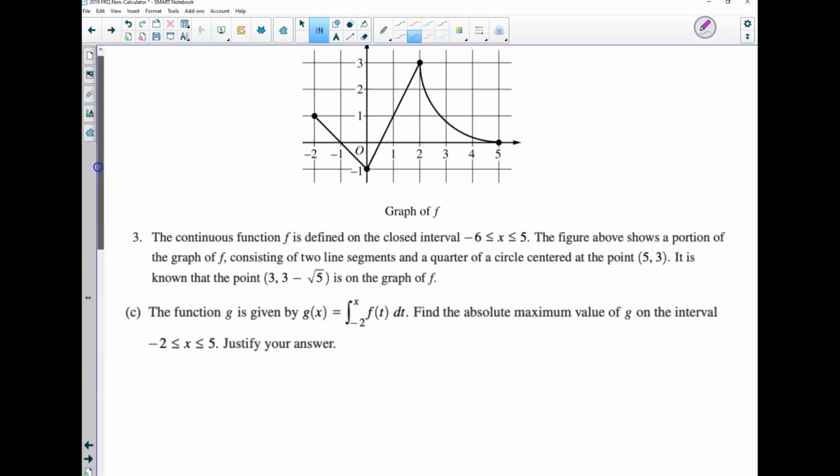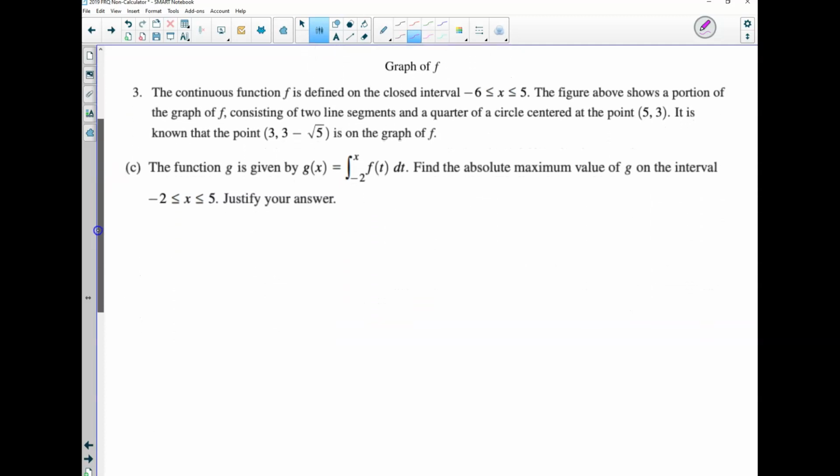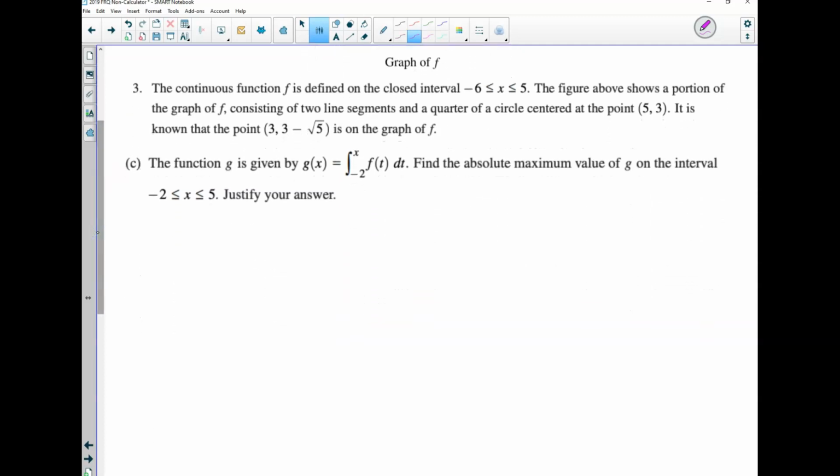Part C says the function g is given by the integral of negative 2 to x of f of t dt, a function defined as an integral. Find the absolute minimum of g on the interval from negative 2 to 5. Justify your answer. Well, Kruger comes down and he thinks, well, minimums and maximums happen at critical points or values. They happen at critical points.